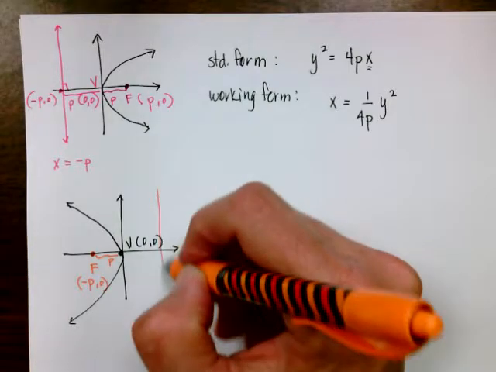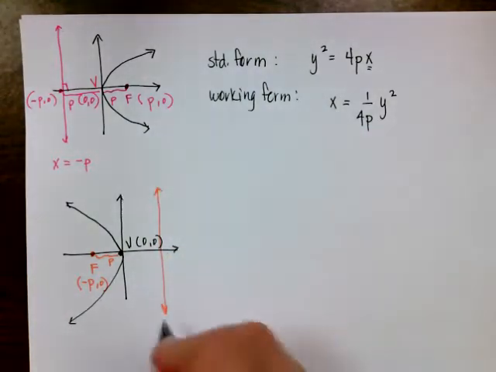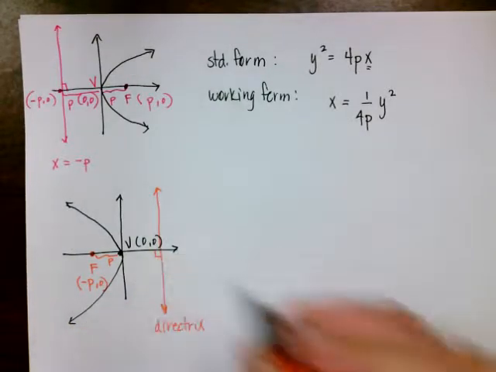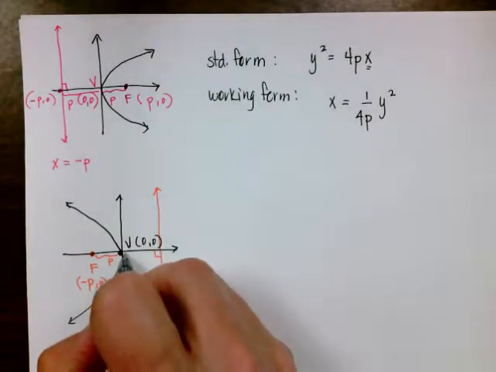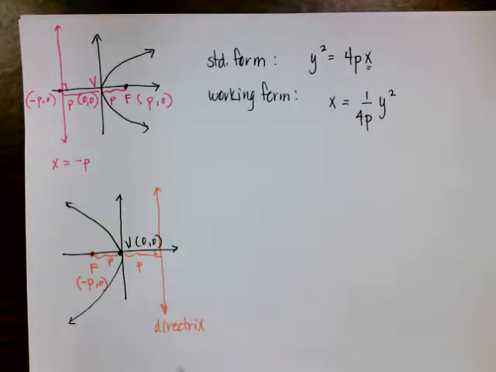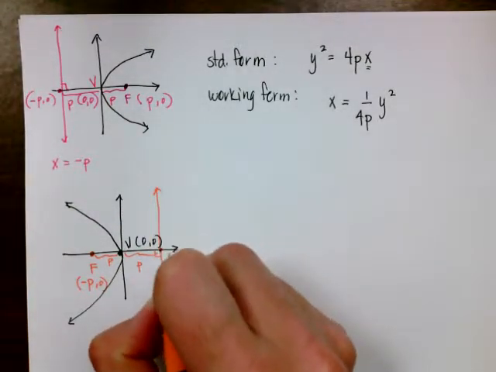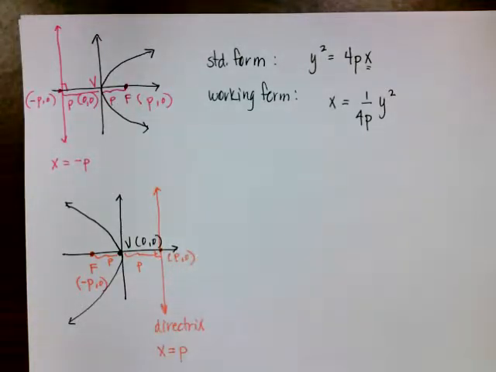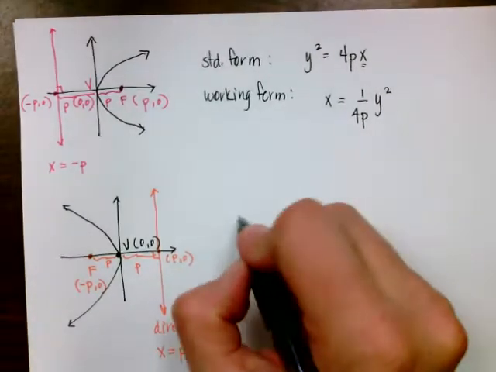My directrix is going to be out here. Okay, so this is my directrix. And this distance from the vertex to the directrix is also p, so this is going to be x is equal to p because it goes through the point p comma 0.